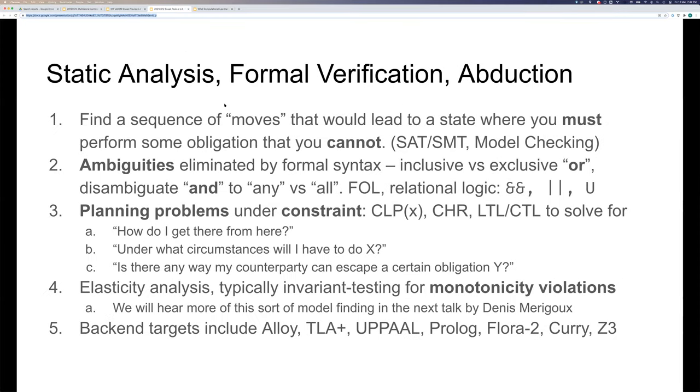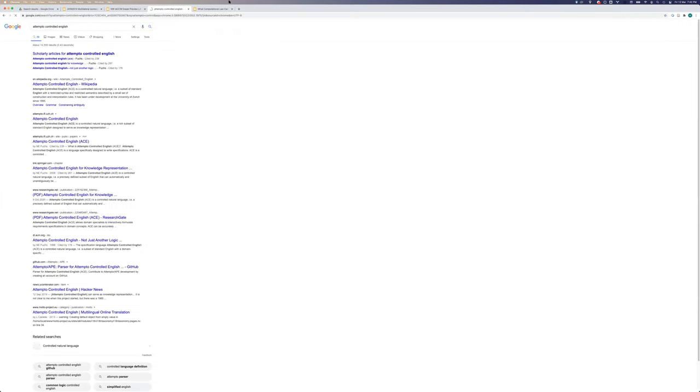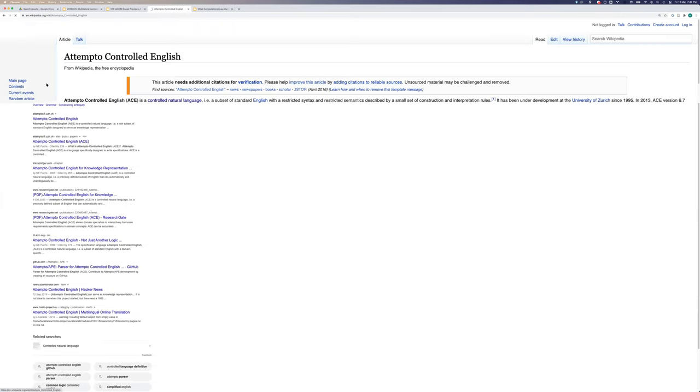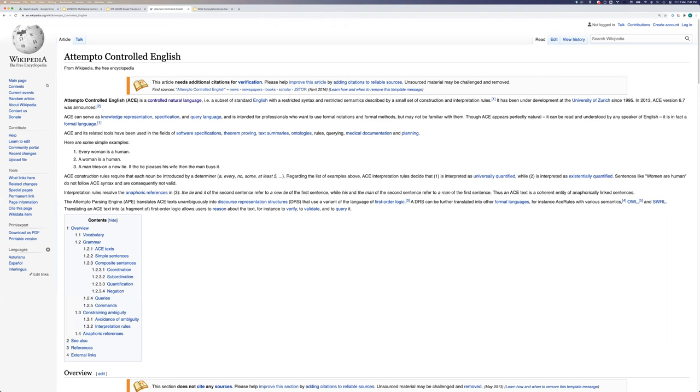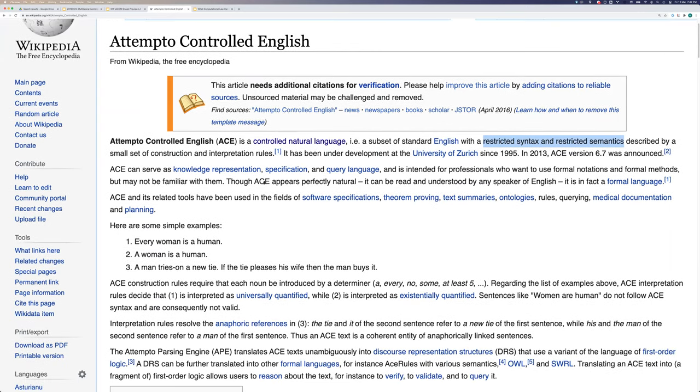I would answer that question by looking at things like Attempto Controlled English, which is one interesting example. So these things are called controlled natural languages. A CNL is a subset of English with a restricted syntax and semantics that are described, written down formally somewhere. And while it appears to be English, it is actually a formal language.